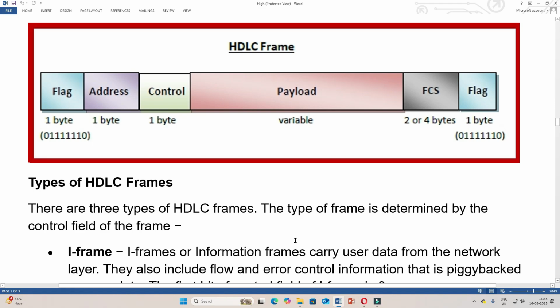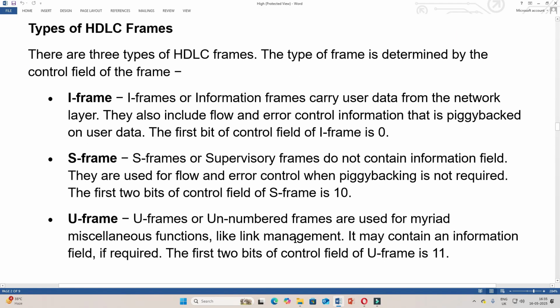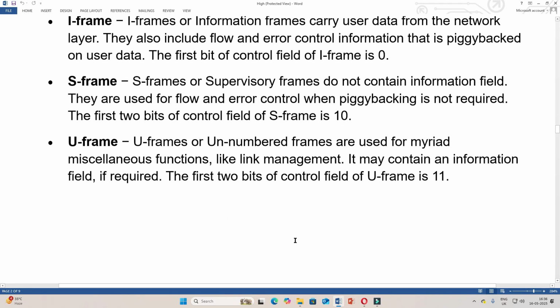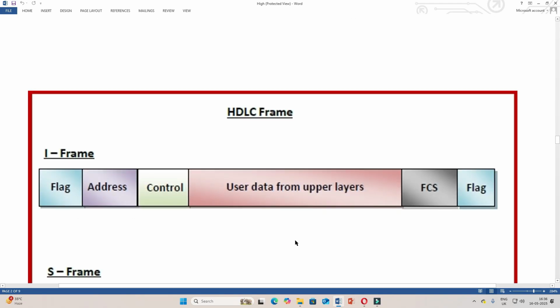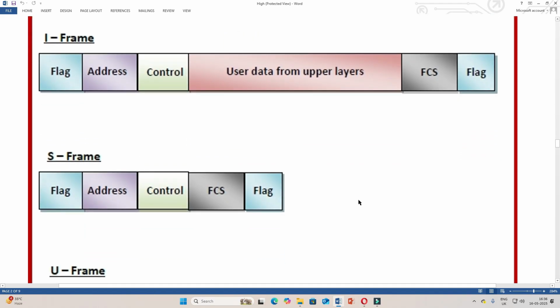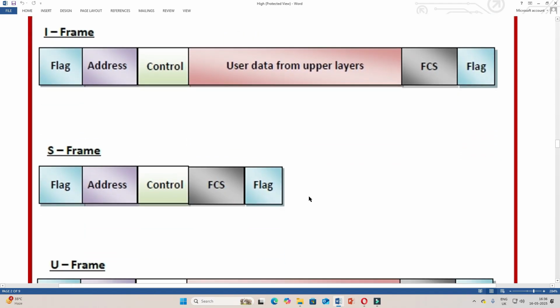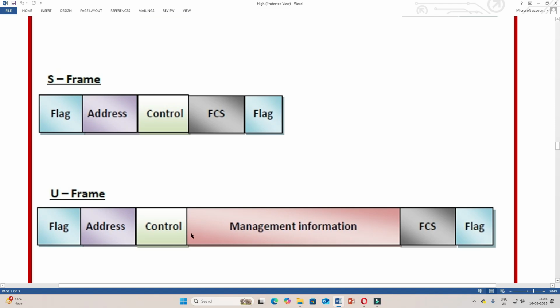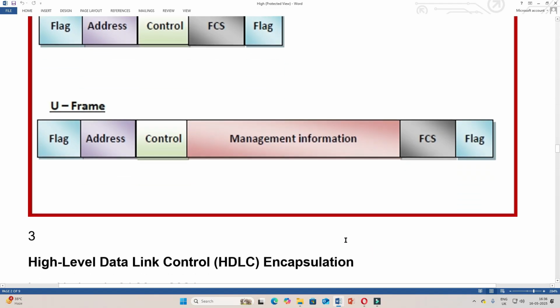The types of frames are the I frame, the supervisory frame, and the U frame, the unnumbered frame. The I frame is: flag, address, control, user data from the upper layer, FCS, flag. The supervisory frame is: flag, address, control, FCS, flag. The U frame is: flag, address, control, management information, FCS, flag.